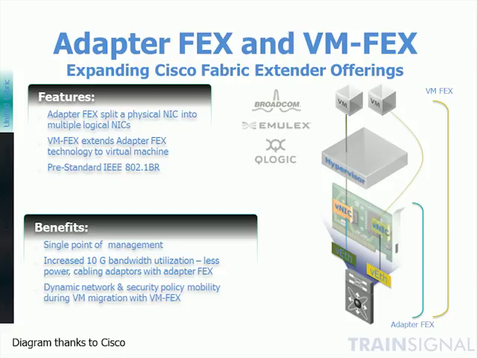We get a single point of management because I can control all this from one place, increased 10 gig bandwidth throughput, we're not worried about the hypervisor, and I can do all sorts of dynamic network and security policies that we can't do with, say, VMware or Hyper-V itself. We're going to talk about this as it applies to UCS later in the course, but we're seeing this come up in other places.